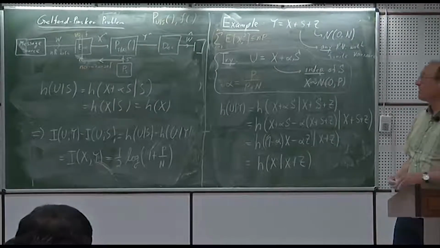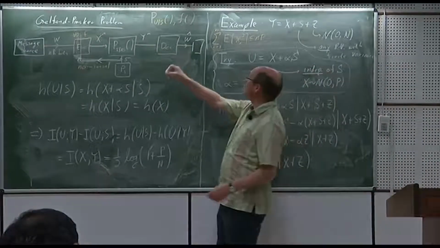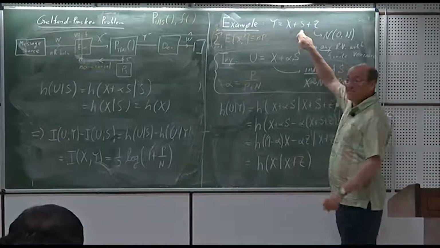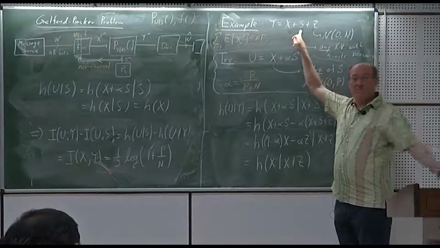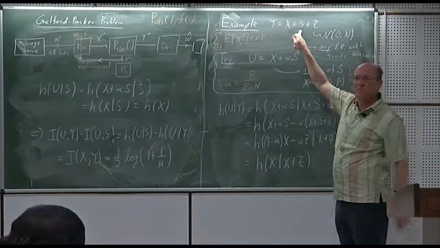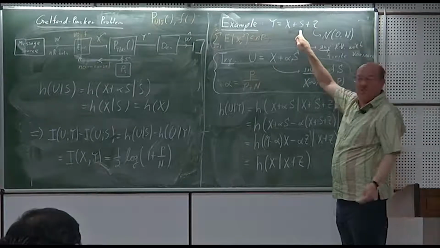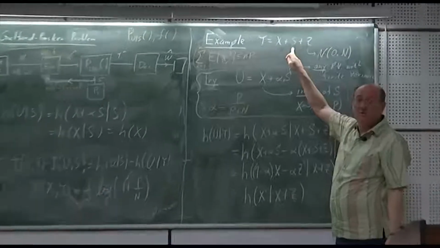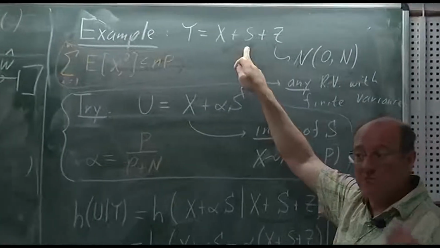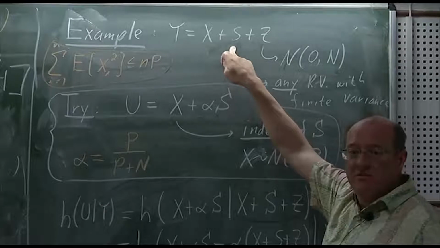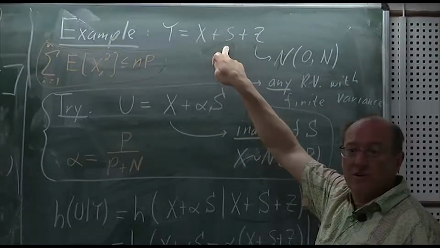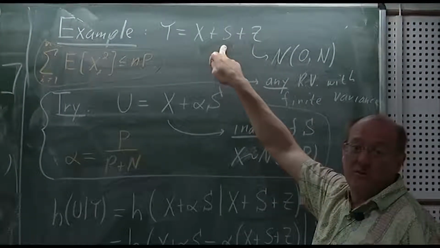Namely, that if the noise is Gaussian and S is anything, any interference, it could be really huge interference, and the receiver doesn't know what it is. Only the transmitter knows what it is, and yet you can communicate at the same rate as if interference wasn't there. And that's a very surprising result.